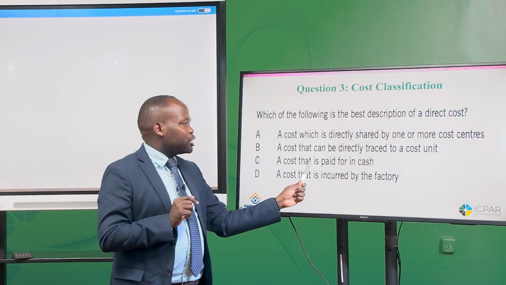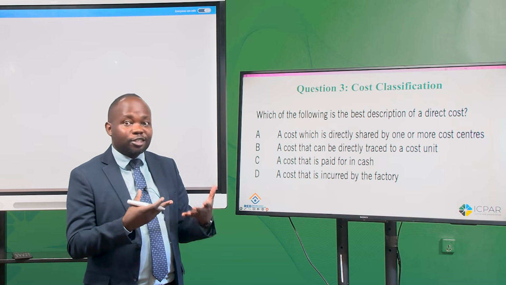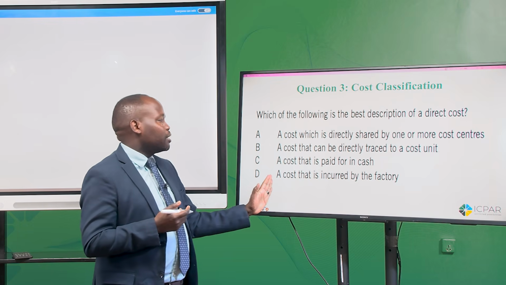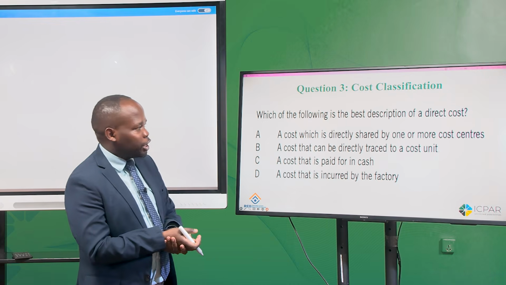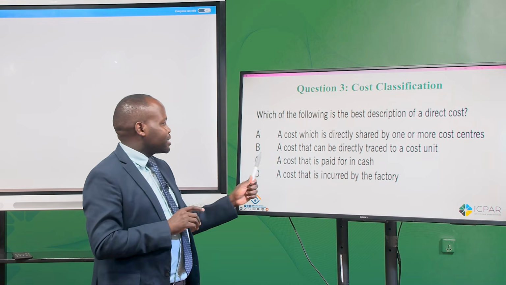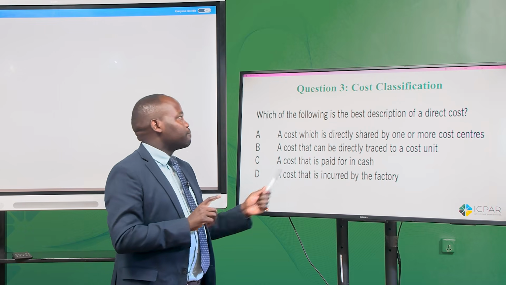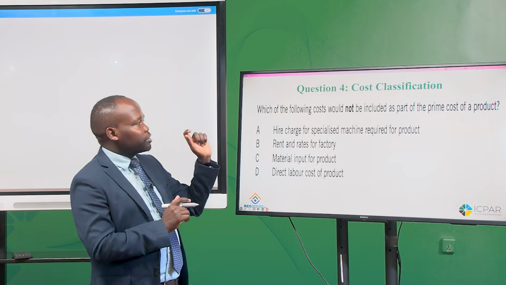A cost that is paid for in cash. So if something is paid for in cash, that's a cash transaction. A cost that is incurred by the factory, that's more of a production cost. So the correct answer is B. Direct cost is a cost that is traceable to a specific cost unit.